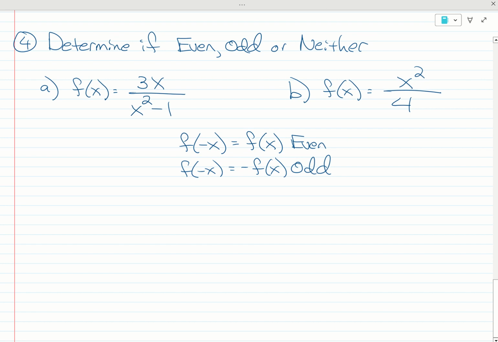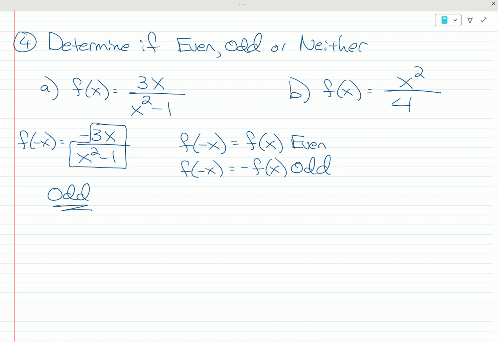For this first graph, if we were to plug in the opposite of x, you'd get negative 3x over x squared minus 1. Well, that looks like the opposite of the original, right? Because this is the original right here. But because there's a negative in front, right? When you plug in negative x, 3 times negative x is negative 3x. We would say that this is therefore odd.